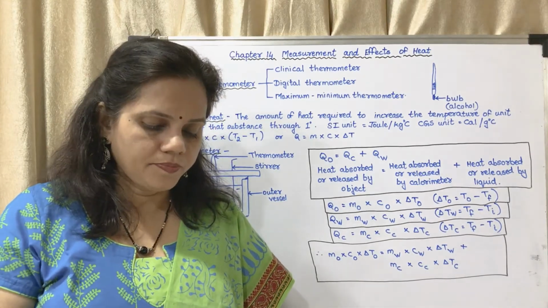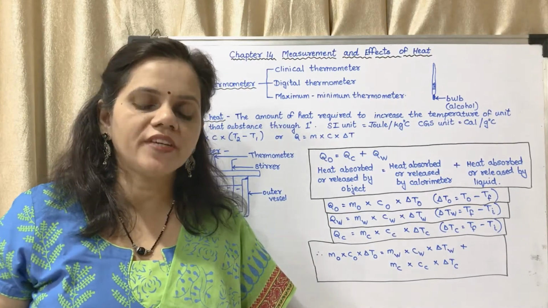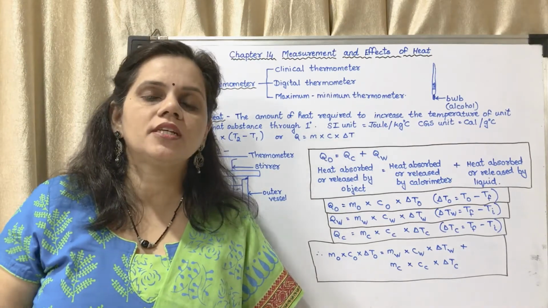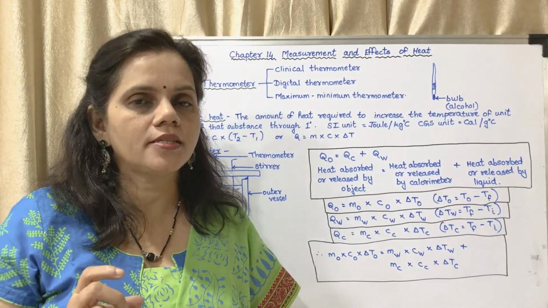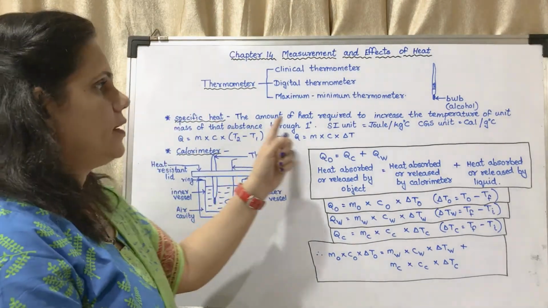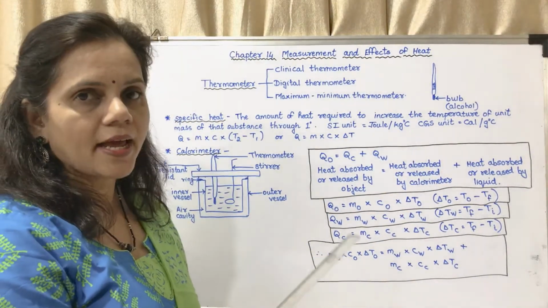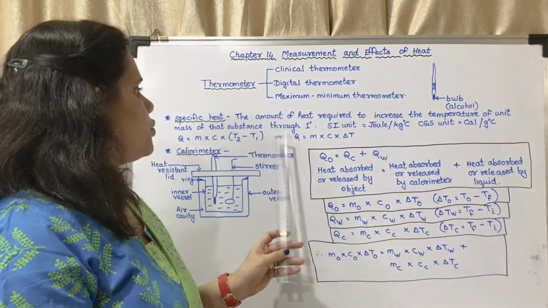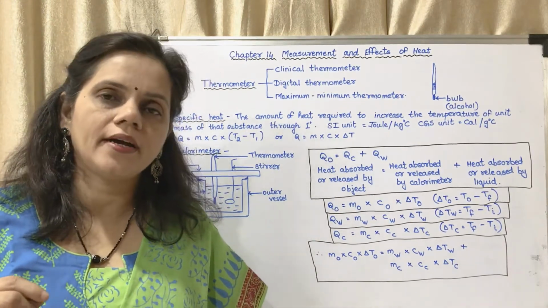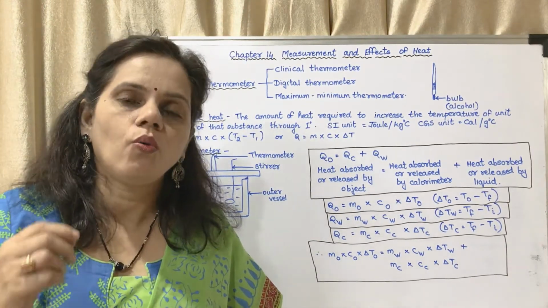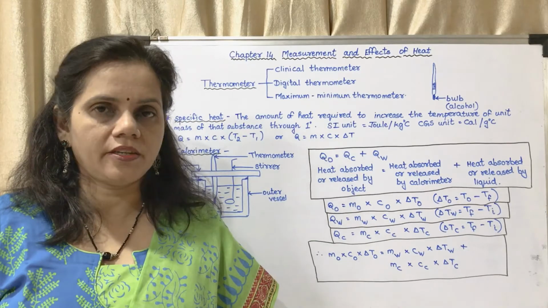Now page number 99, specific heat. Specific heat is a value which is specific for a particular substance. For a particular substance, the amount of heat required to increase the temperature of unit mass, that means 1 gram of that substance, through 1 degree Celsius, is said to be its specific heat.